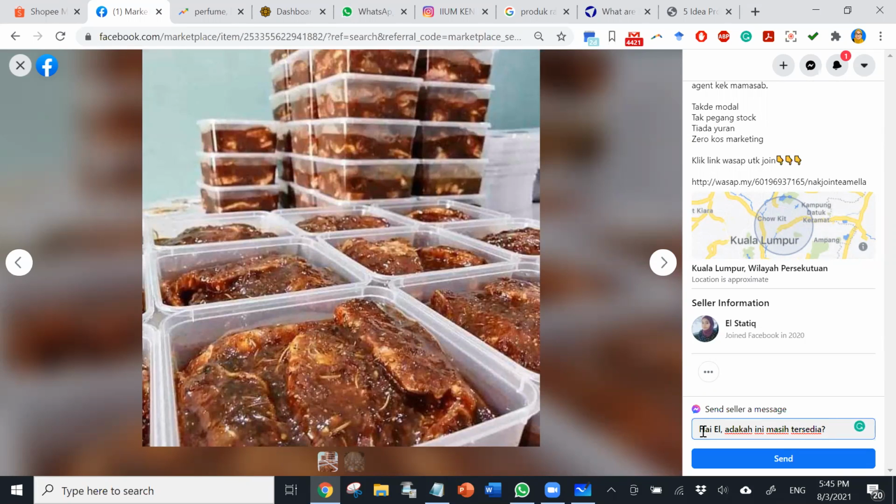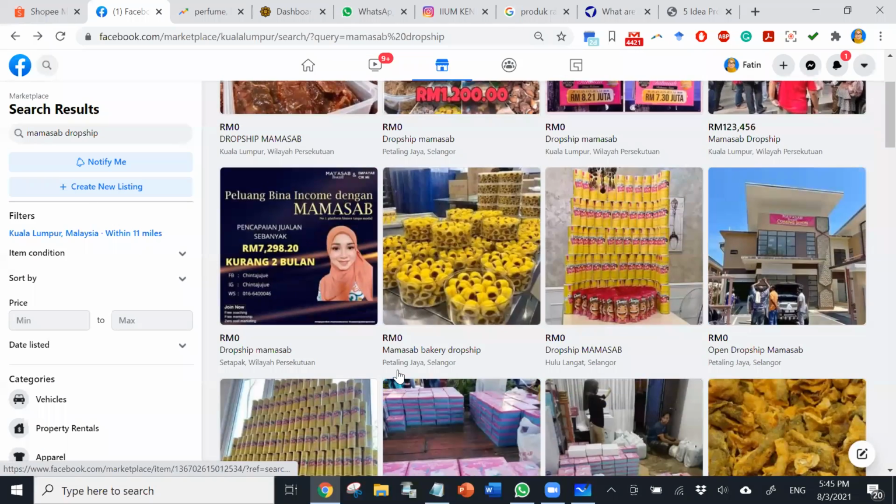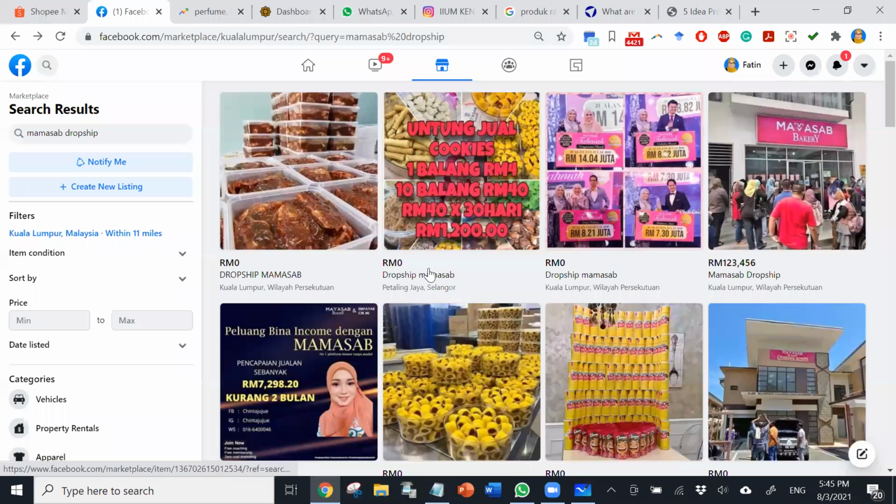You say, hi, is the dropship still available? Just send. And then you ask them about the costing, whether they are willing to deliver within IUM or not, and then you compare. Don't just ask one seller only. You ask several sellers and compare which one is the most suitable to become a supplier for you. Okay, so this is Mamasak.